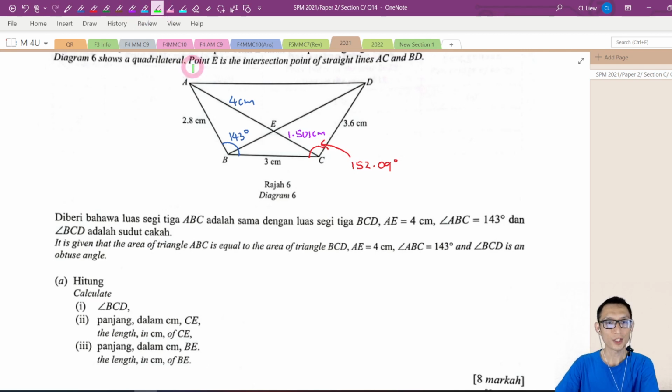Now you focus on this triangle BCE. Can I use cosine rule to help me get the length of BE? We have a problem: we don't have this angle. If we have this angle, we can say that BE square is equal to 3 square plus 1.501 square minus 2 times this times cosine of this. And then we square root the whole thing as we did just now, then we will be able to get the length of BE. But now we don't have this angle, so we need to find out this angle.